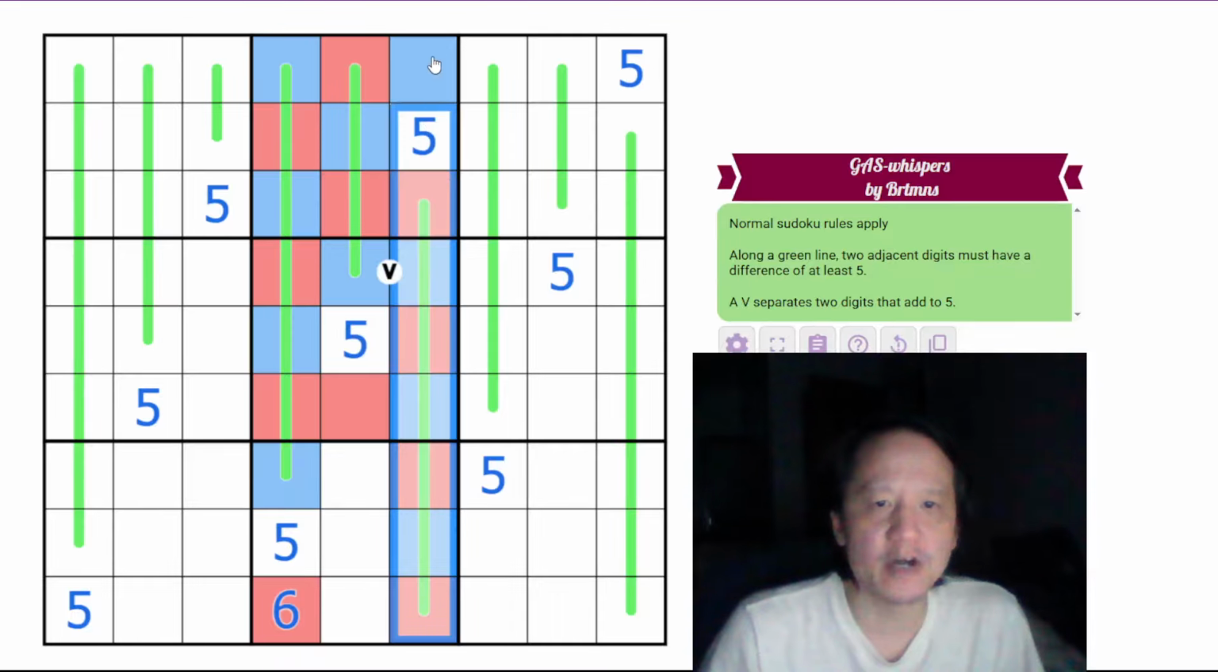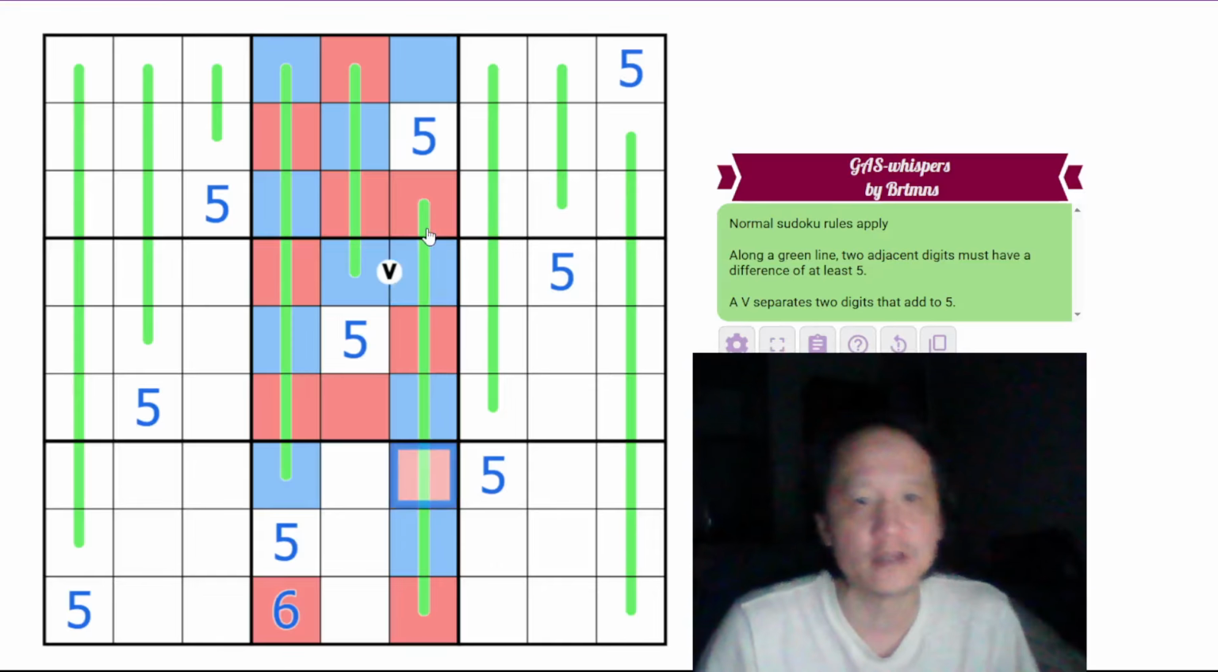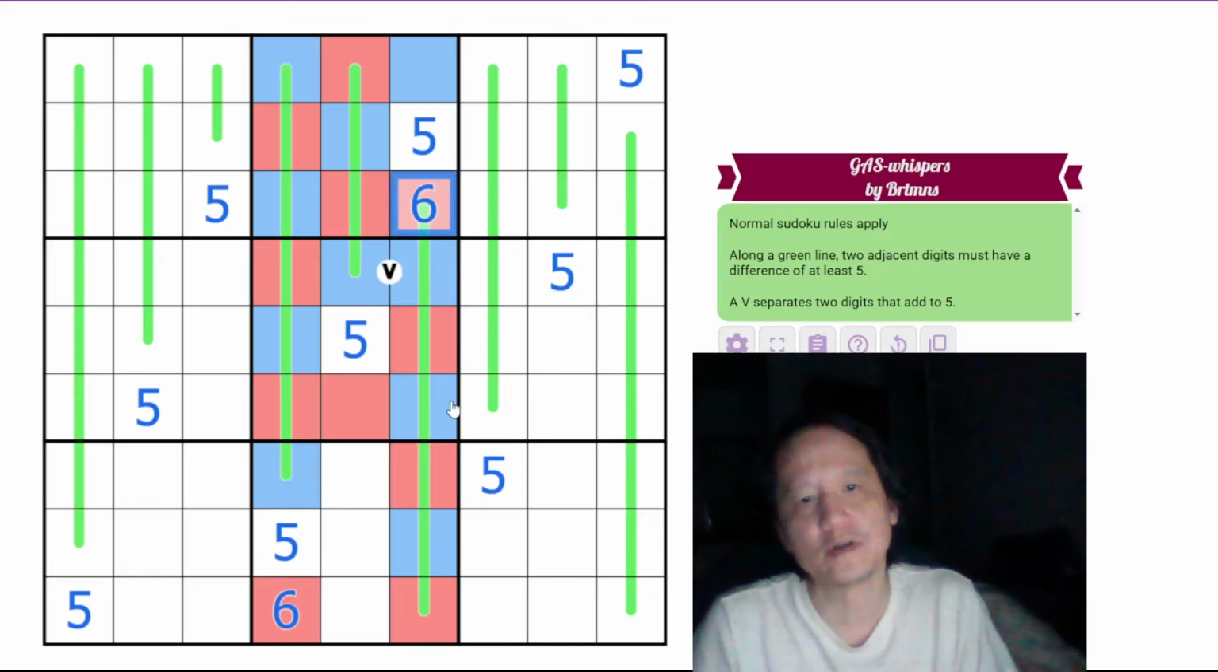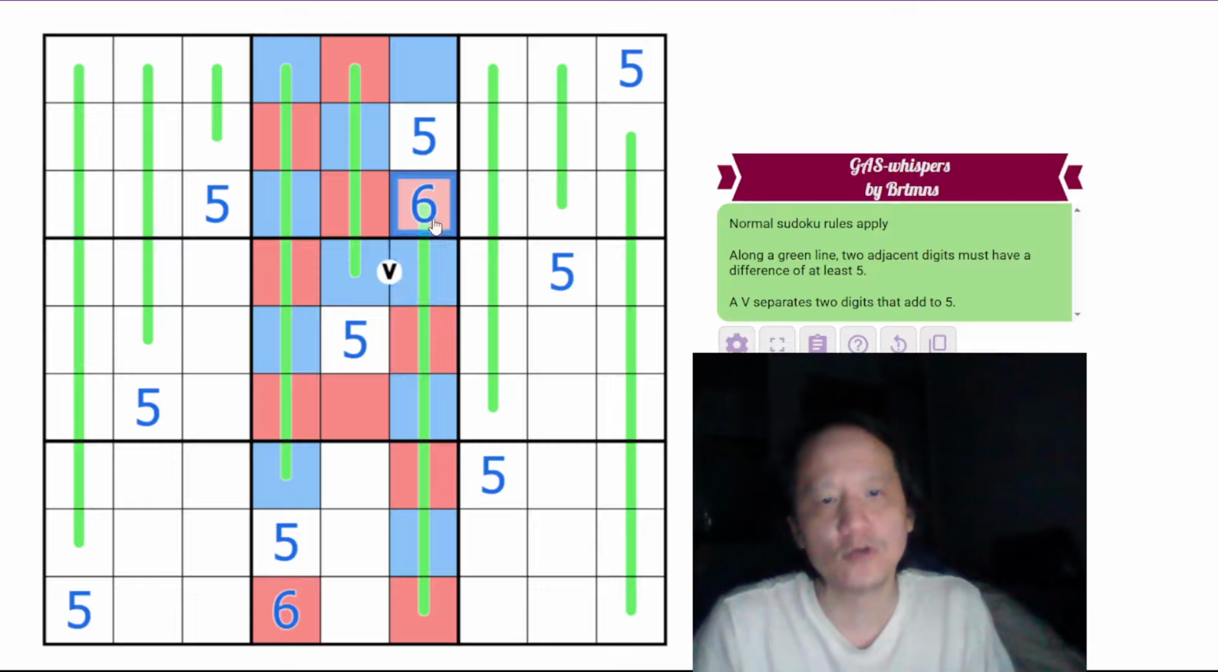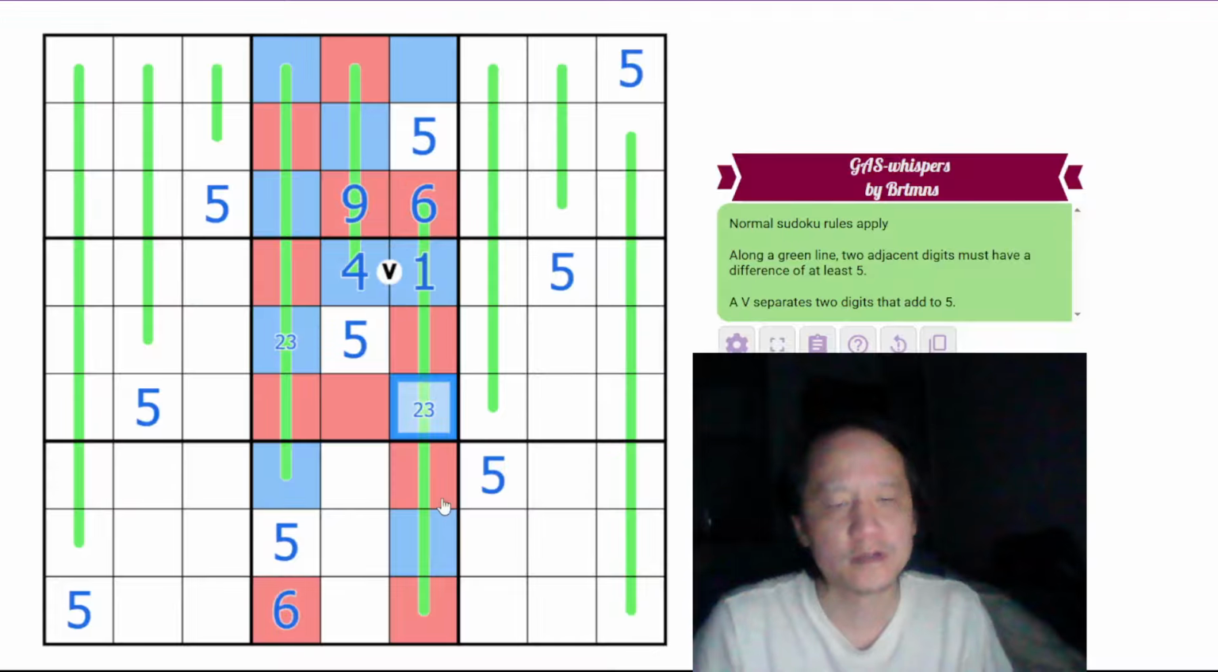Where is 6 possible in column 6? Cannot be here because of 6 in the box. Can't be here because it's next to 2 unique digits on a Whisper 5 line, so this must be 6 here. And 6 can only be next to 1 on a Whisper 5 line, so this is 1, that's 4. 4 can only be next to 9 on a Whisper 5 line, so this is 9. That leaves these as 2 and 3.